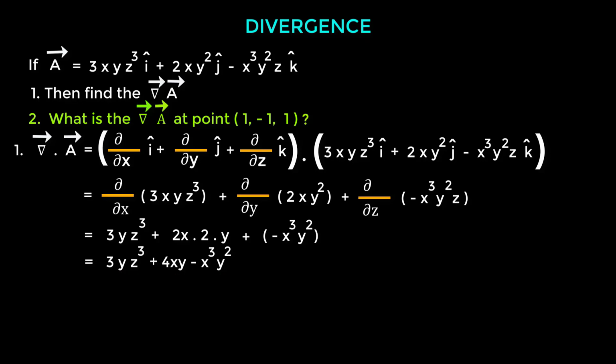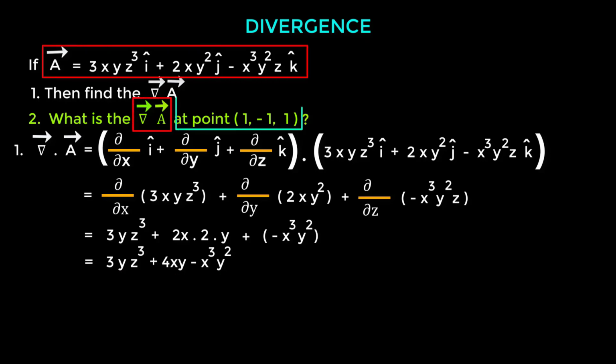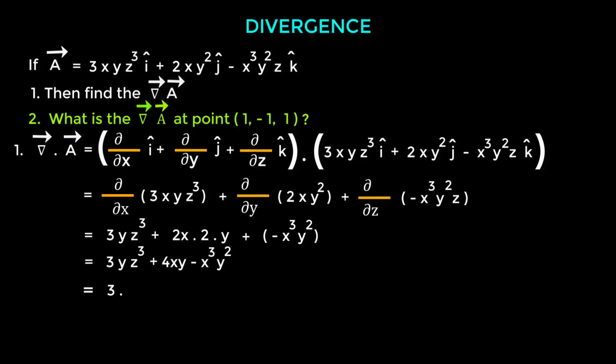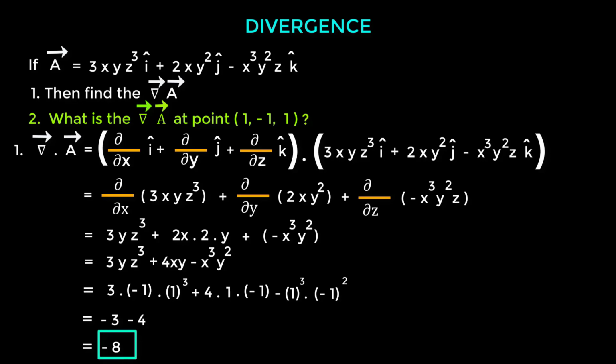If we put this value of x, y and z here instead of this x, this y and this z, then we will get divergence of this vector field at the point equals 3 times negative 1 times 1 cube plus 4 times 1 times negative 1 minus 1 cube times minus 1 whole square. That is -3 -4 -1. That is negative 8. This is our answer.